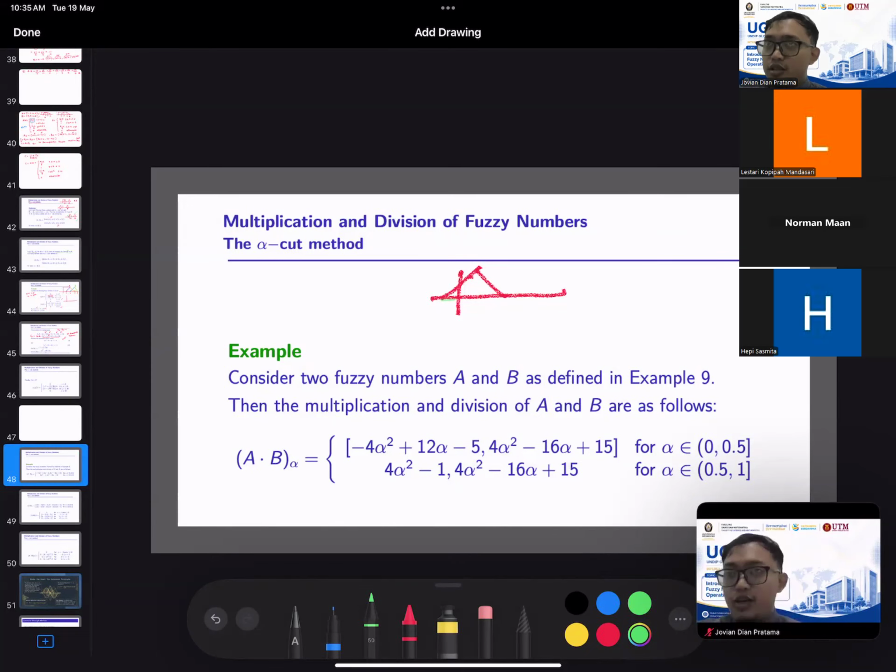If I write example 9, maybe you don't know what the equation of that fuzzy number actually is. So maybe it's better for me to give the equation to you so that you can do the exercise. Let me write the equation for you. Hold on a little bit while I try to find the equations. Okay, so this is example 9.